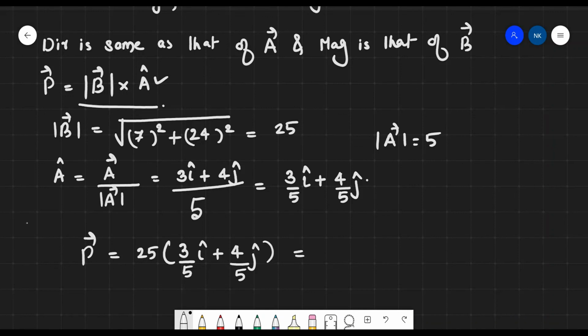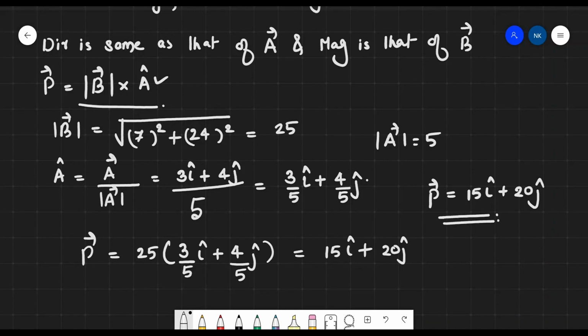ये देखिए 25 अंदर चला जाएगा. फर्स्ट केस में it will leave 15 i cap and y direction में is going to be 20 j cap. So we got p vector as 15 i cap plus 20 j cap. I believe we got it.